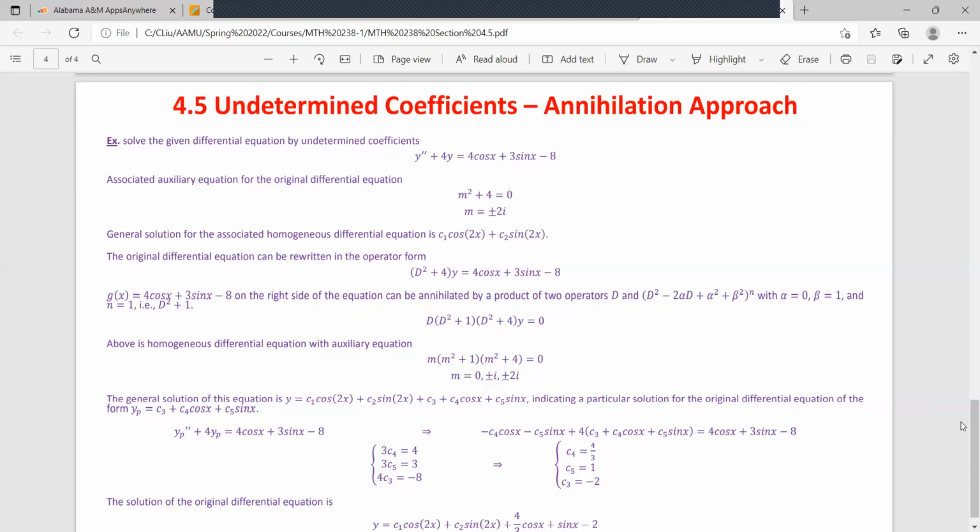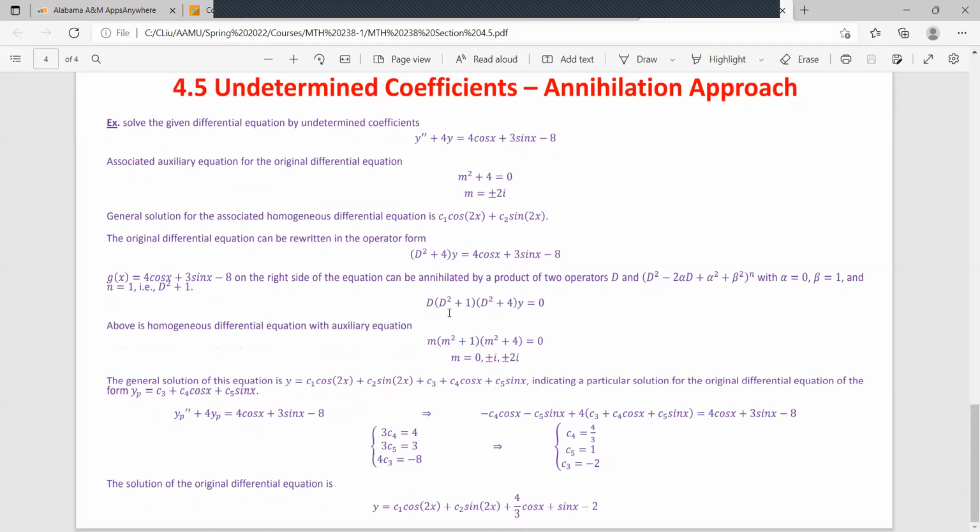m squared plus 1 equal to 0. So you put 0 to the right, you get m squared equal to -1, and that will give you plus minus i. Or if you let m squared plus 4 equal to 0, you get m squared equal to -4, and that leads to solutions of plus minus 2i. Okay, so now we can write down the solution of this homogeneous differential equation.